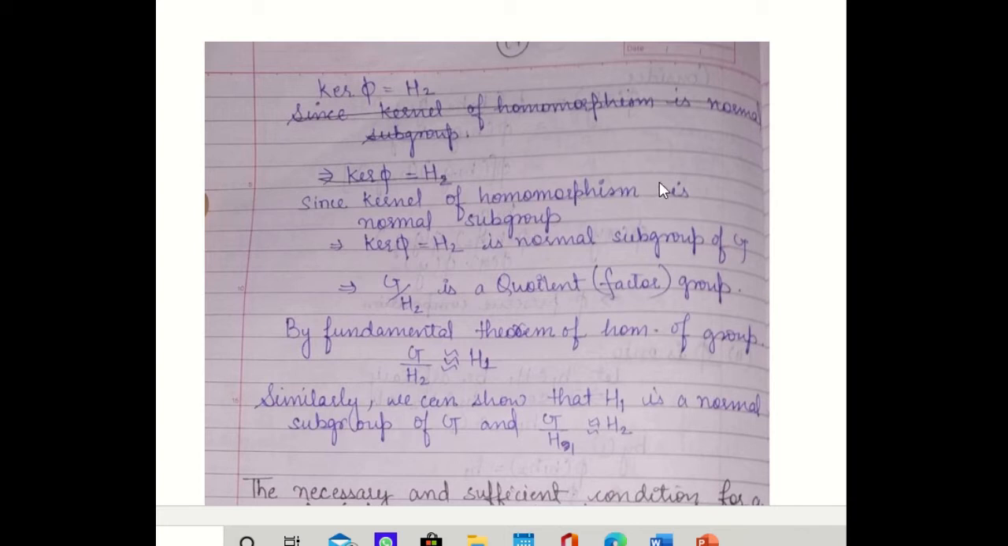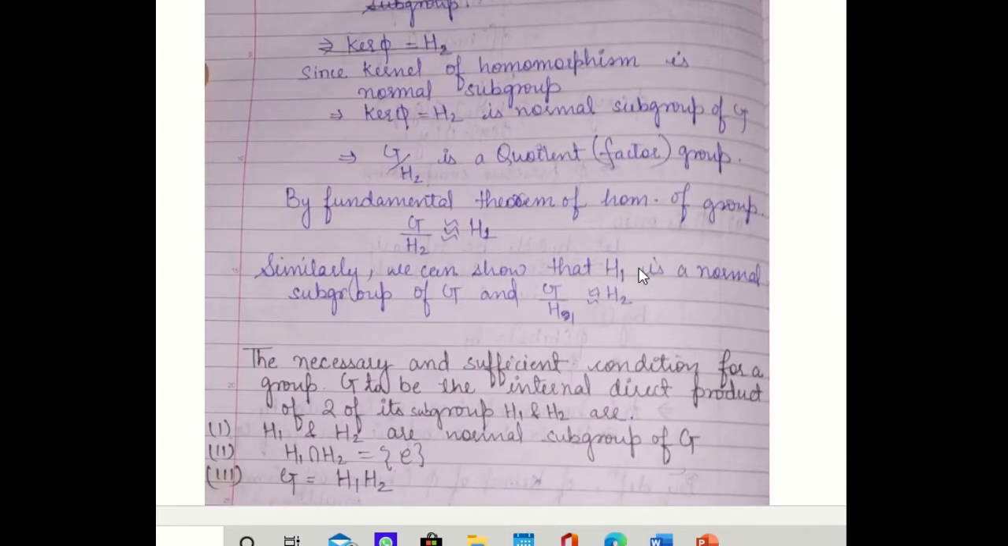Since the kernel of a homomorphism is a normal subgroup, kernel of phi, which is equal to H2, is a normal subgroup of G. Since H2 is a normal subgroup of G, with the help of every normal subgroup we can find a factor group or quotient group. So G upon H2 is a quotient or factor group. By the fundamental theorem of homomorphism, every quotient group is isomorphic to its homomorphic image. So by that, we have this quotient group is isomorphic to H1.